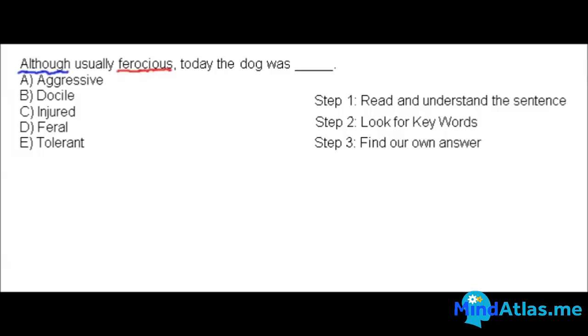In this example of the dog, we need to try and guess an answer that is the opposite to ferocious, which means aggressive or violent. A good guess for this answer would be calm, or maybe something like friendly.